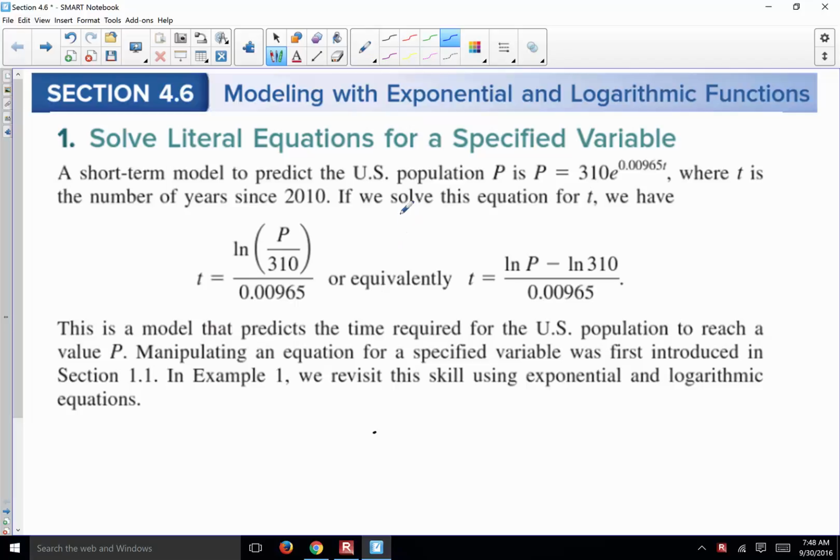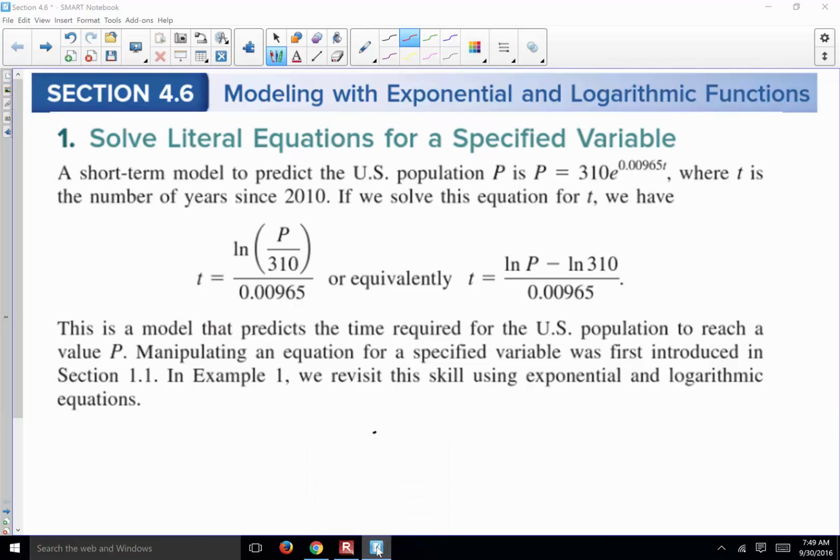It's again an exponential expression, but this time you are modeling US population. US population has been modeled by 310 times e to the small decimal value times t. T is time. And I believe 310 is the, what do you think 310 is? What's the US population in 2010? What do you estimate? Is it about 300 million people?